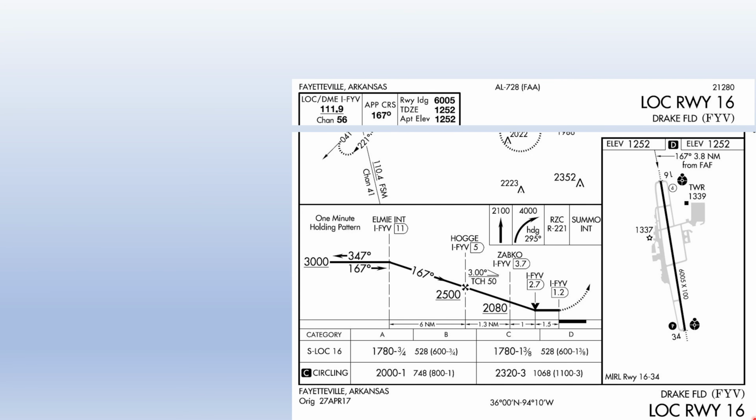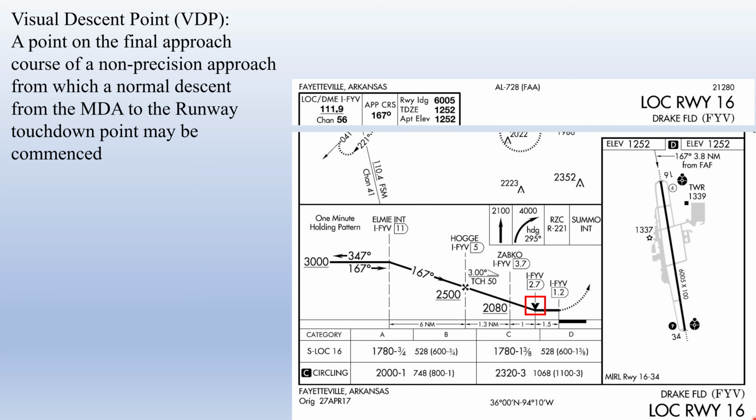There is a tool that approach designers put into approaches without vertical guidance that will help you to determine if you may be possibly too high or too close to the runway to initiate a safe descent, even if you get the runway environment in sight, and that is called the visual descent point. A visual descent point is marked on the chart with a big black V, and it is defined as a point on the final approach course of a non-precision approach, or probably more accurately, an approach without vertical guidance, from which a normal descent from the MDA or DDA to the runway touchdown point may be commenced.